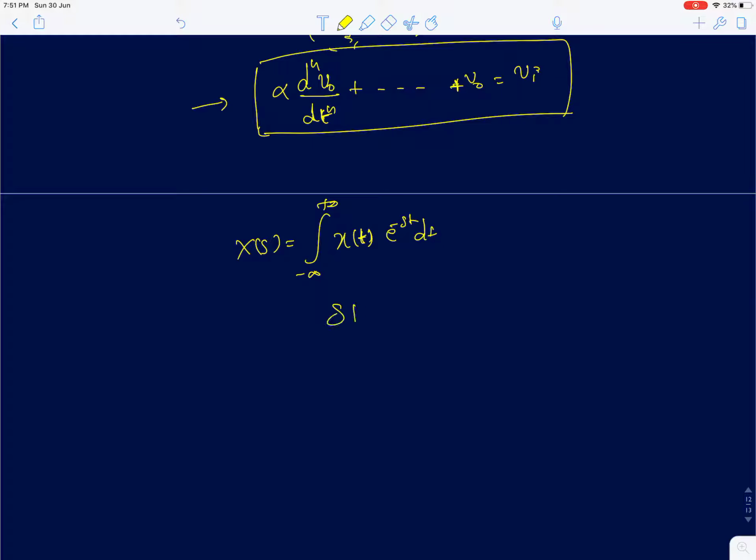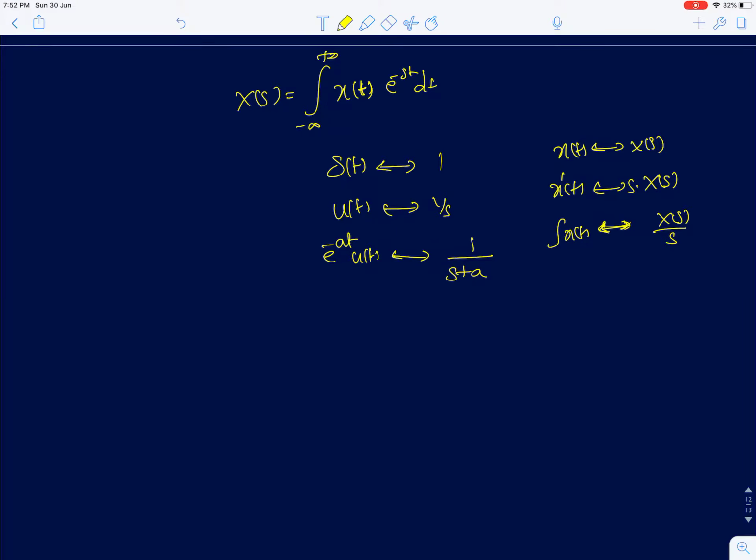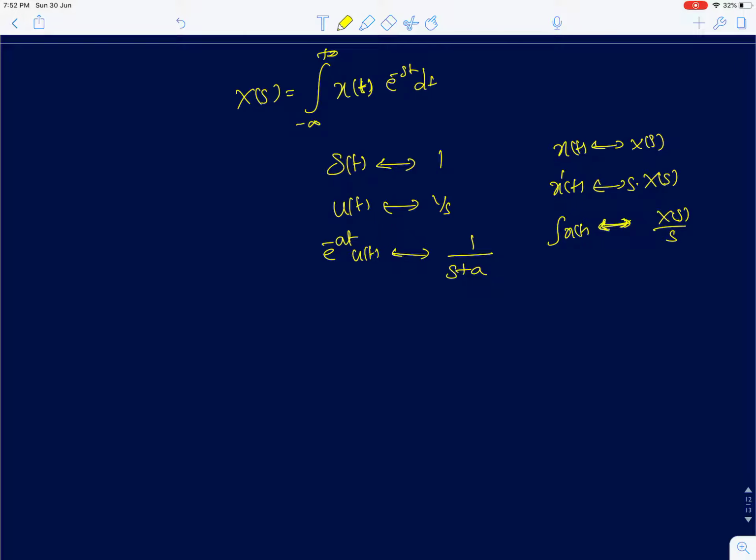So an impulse is a commonly used function. The Laplace transform of an impulse is 1. The Laplace transform of a step function is 1 by s, and the Laplace transform for a decaying exponential is 1 by s plus a. Similarly, if I have a function x of t with the Laplace transform x of s, then for the differentiation of that function, the Laplace transform is x of s into s, and for the integration of that function, for most of the functions it is x of s by s. There will be some additive terms depending upon the initial values and all that, but for most functions this is a valid equation.